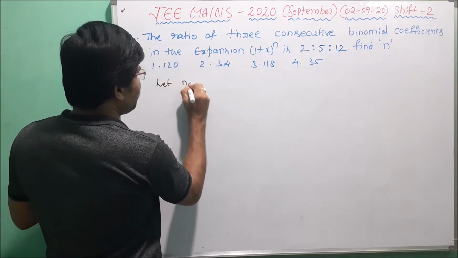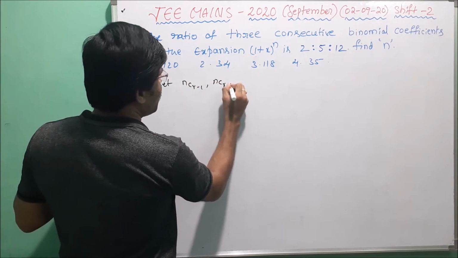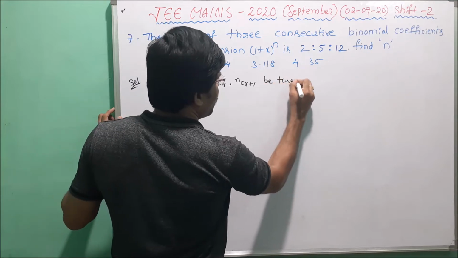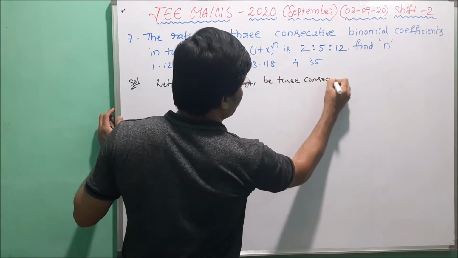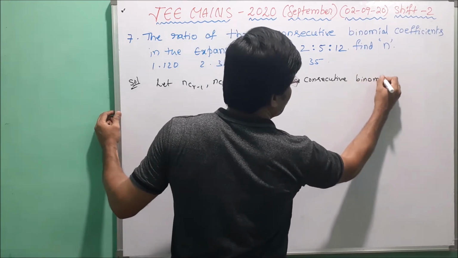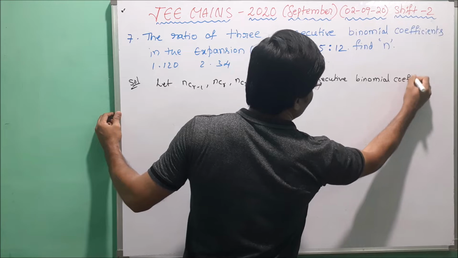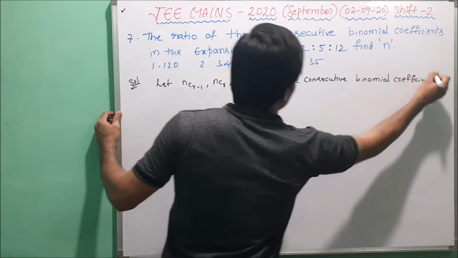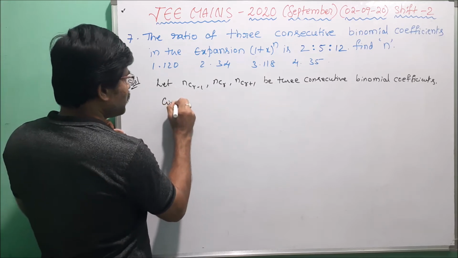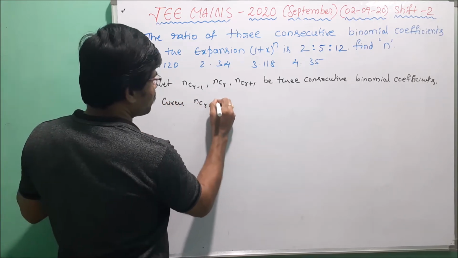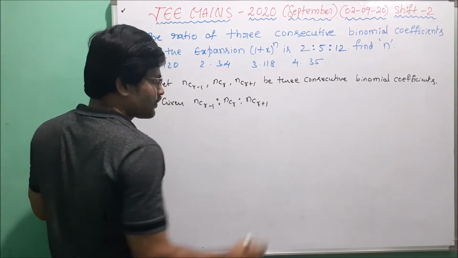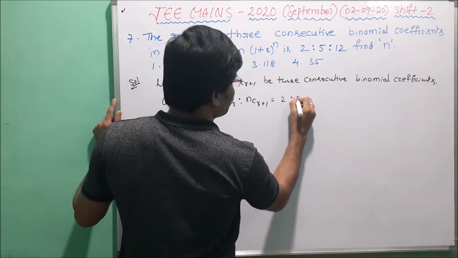Let nC(r-1), nCr, nC(r+1) be three consecutive binomial coefficients. Given the ratio between these three coefficients, that is nC(r-1) : nCr : nC(r+1) equals 2 : 5 : 12.